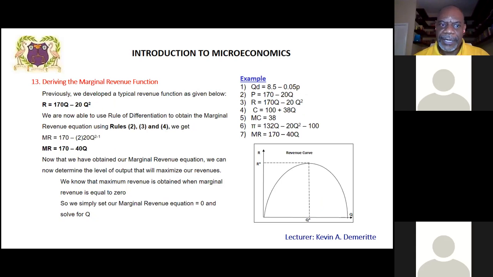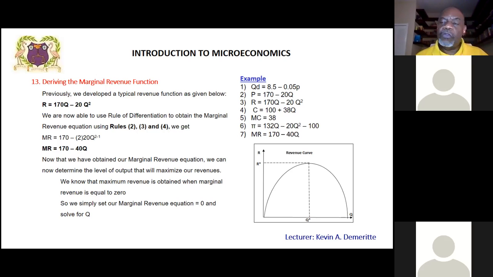So here's our notes. Previously, we developed a typical revenue function. Here's our revenue function, 170Q minus 20Q squared. Using the rules of differentiation, we can do marginal revenue. That's what we just did. Rule number 4, remember, says if you can break it up into parts, deal with each part separately. So we could break up our revenue function into 2 parts. So now we know we could deal with each part separately. We don't have to worry about that issue.